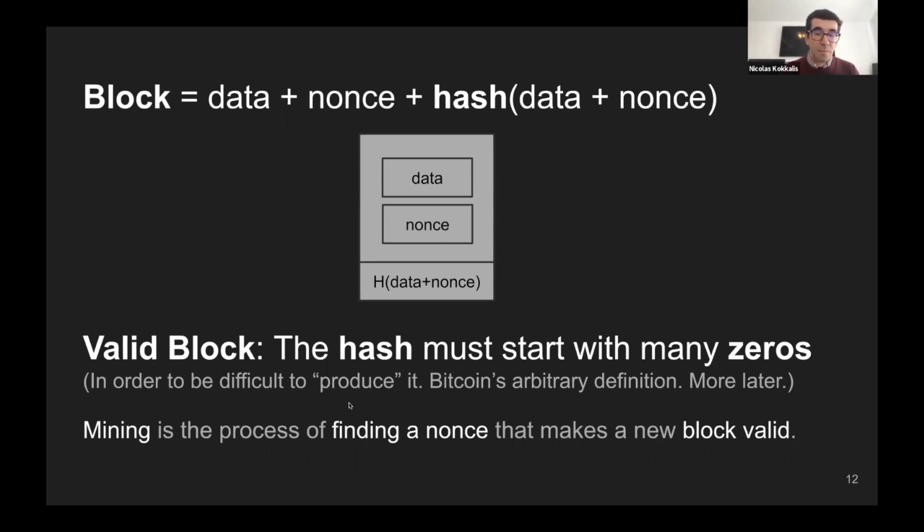So now Bitcoin, or Satoshi, came up with this arbitrary definition that says that a valid block is a block for which the hash starts with many zeros. And we'll look at that in a minute in the example. But hashes usually don't start with many zeros. Hashes, as I showed you earlier, look very random. So it's very hard to produce a hash that starts with many zeros, because it's unlikely that a hash is so repetitive.